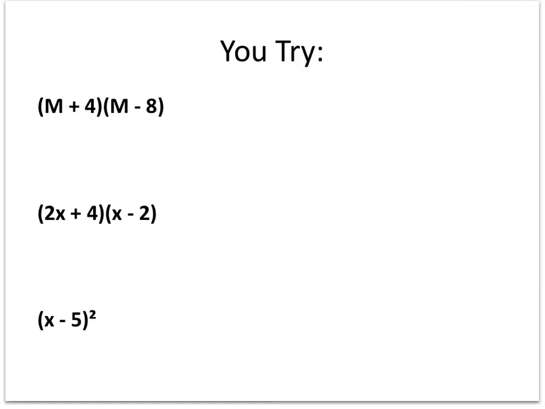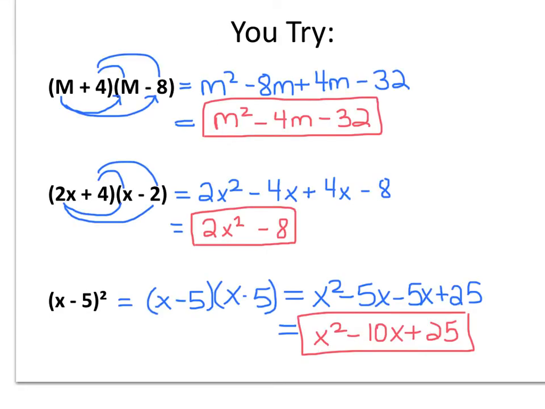You try. Pause the video and see how you do on these three problems. Well, how did you do? Here are the solutions. In the first one, we need to distribute m times m, m times minus 8, 4 times m, and 4 times minus 8. You should have gotten m squared minus 4m minus 32.